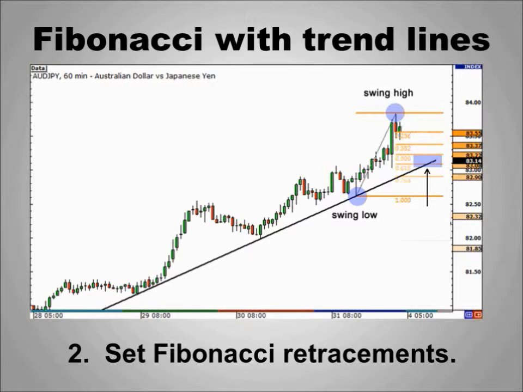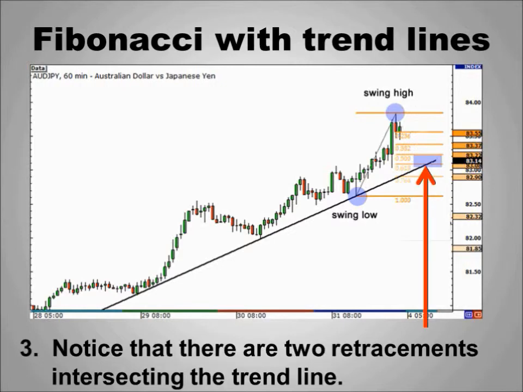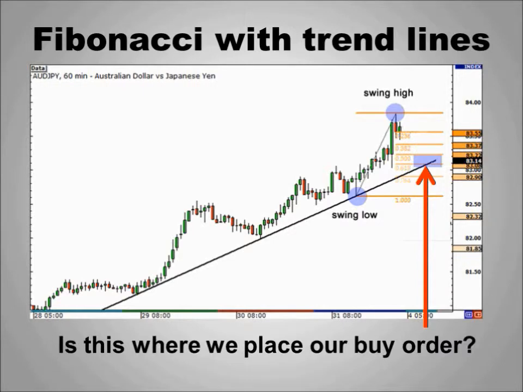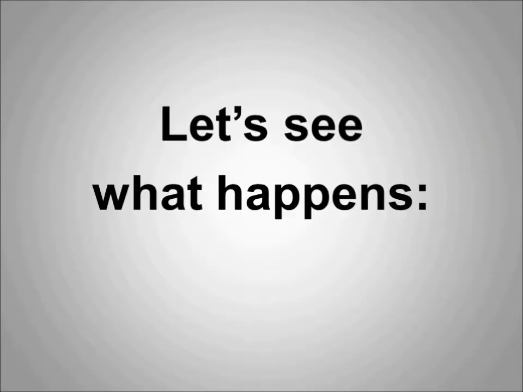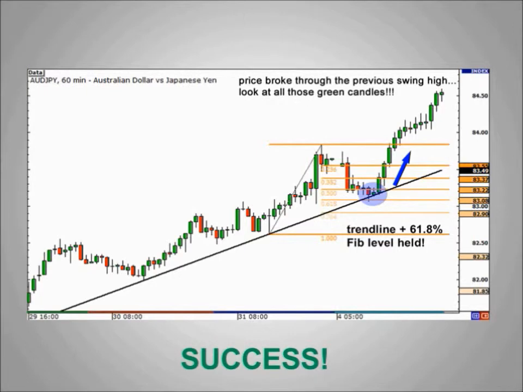Now, here we have our trend line that is crossing over one of the lines of support. What would happen to the market if a rising trend line crossed over one of the lines of support? Would this be a good place to buy? Well, let's see what happens. It was a great place to buy.